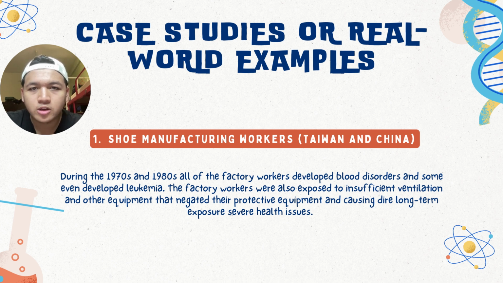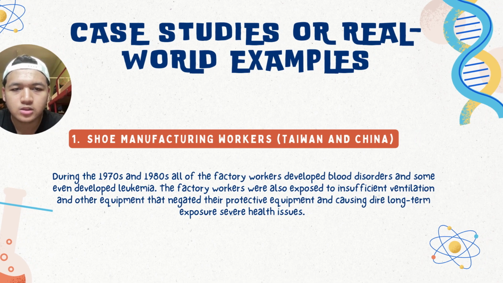Today I want to talk about a case study or real world examples. First, we have shoe manufacturing workers in Taiwan and China. During 1917 and 1918, all of the factory workers developed blood disorders and some even developed leukemia. The factory workers were also exposed to insufficient ventilation and other equipment issues that negated their protective equipment, causing dire long-term exposure and several health issues.